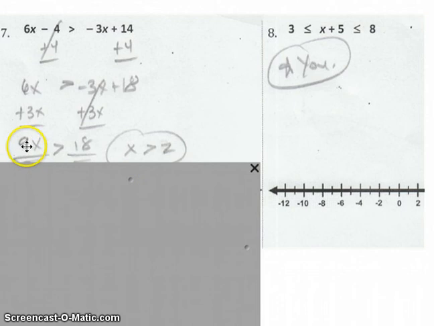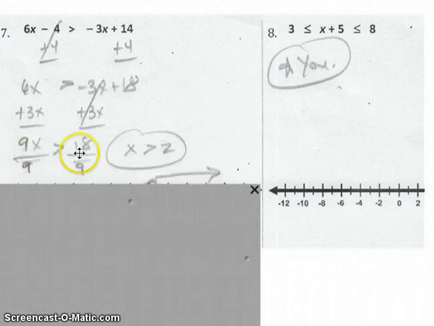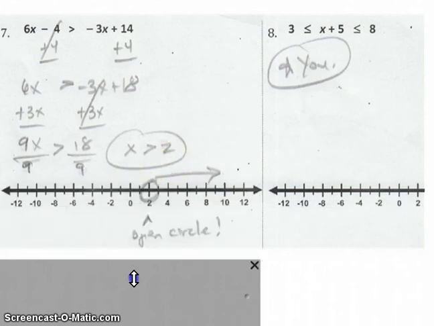Okay, and then I've got to divide by 9 just to get x by itself. Both sides by 9. The left is now just going to be x, as I indicate here, and the right is just going to be 2, because 18 divided by 9 is 2. I haven't done anything along the way to change the direction of the arrow, so it's x is greater than 2.